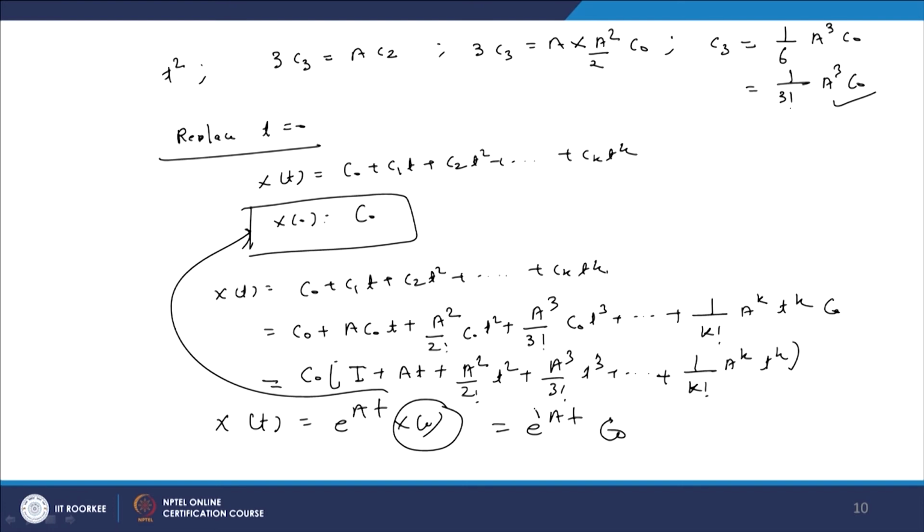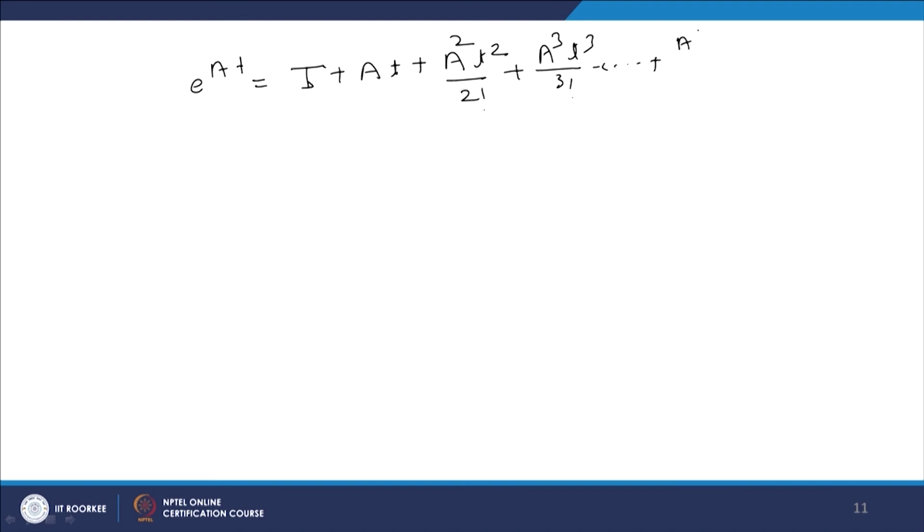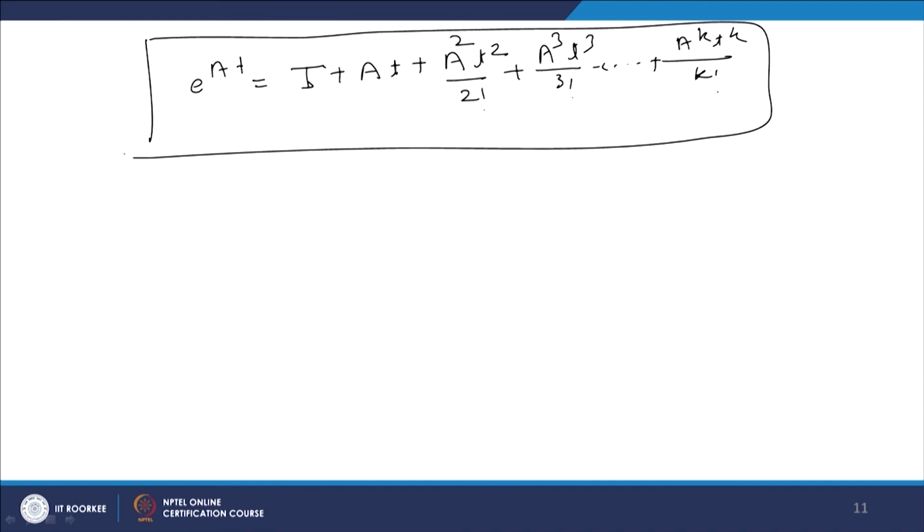Now, here e raised to at is nothing but this part, that means we can write down e raised to at equal to I plus A into t plus A square t square factorial 2 plus A cube t cube factorial 3, and like this A^k t^k factorial k. Now, this is the direct formula. So, by means of this formula we can easily get the state transition matrix.